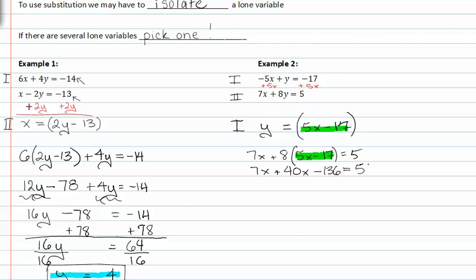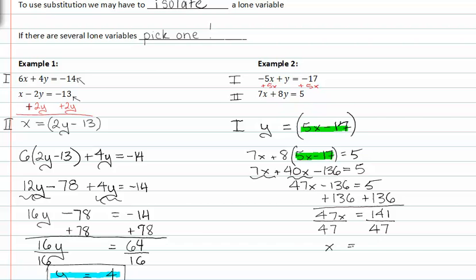equals 5. Adding like terms, I get 47x minus 136 is equal to 5. Adding 136 to both sides gives me 47x is equal to 141. Dividing by 47 on both sides gives me x is equal to 3.